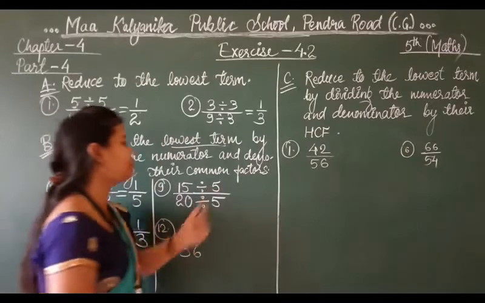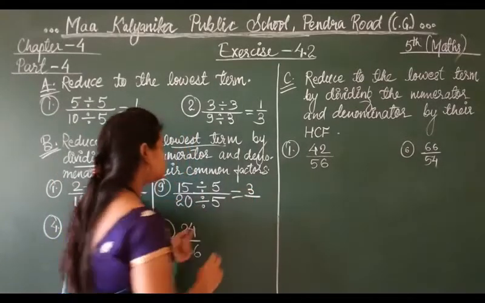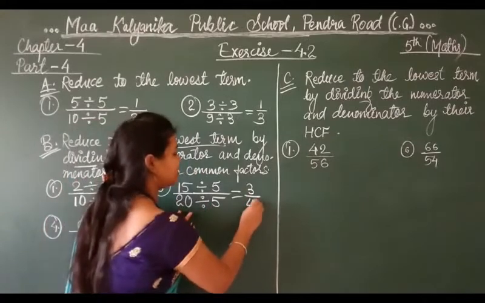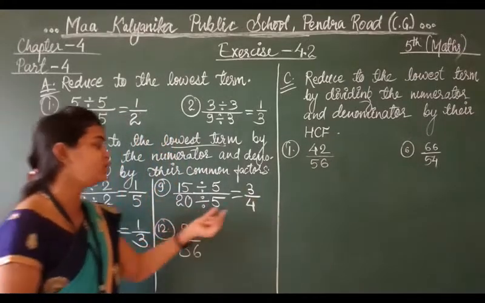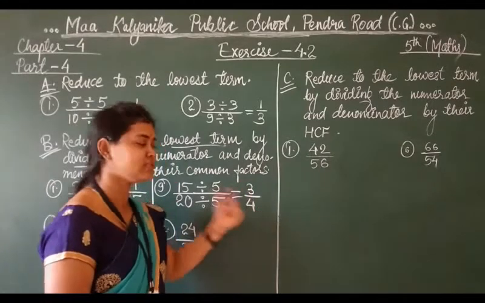And now 15 divided by 5. So 5 3s are 15 and 5 4s are 20. Now 4 can be divided by 2 but 3 cannot be. So that's why this is the lowest term.